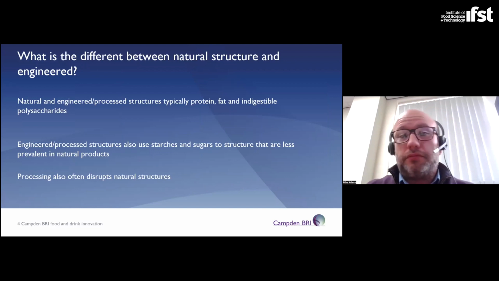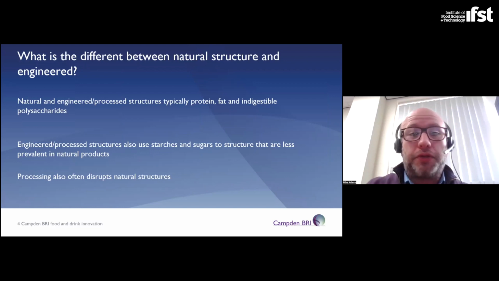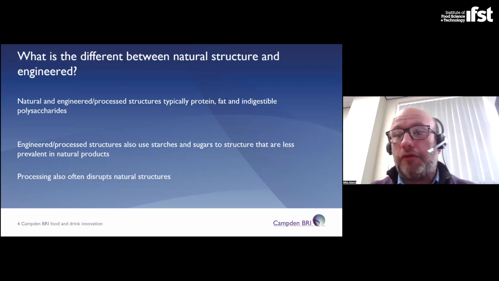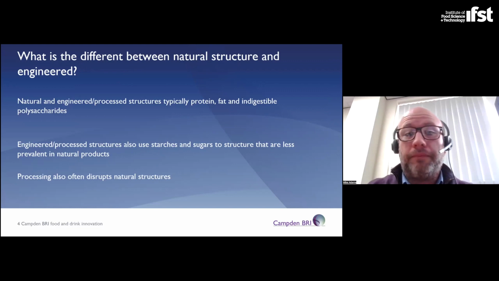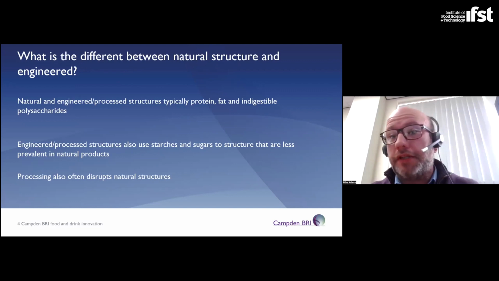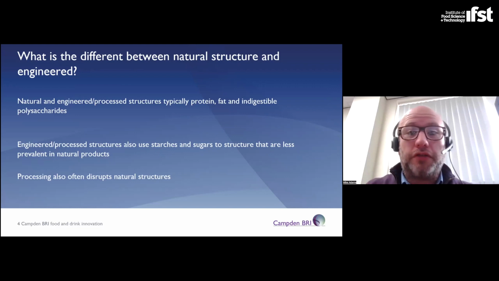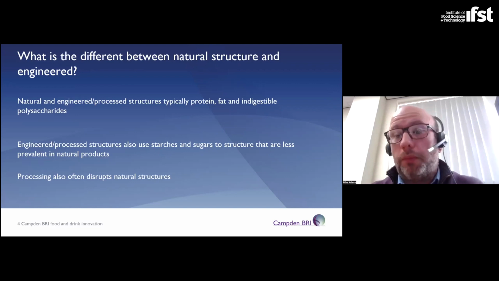So we've talked about natural structures, we've talked about engineered, artificial, processed structures. What are the main differences? When we're looking at natural structures, typically they are formed from things like protein, fat, and indigestible polysaccharides, things like cellulose, lignin, hemicellulose. And often in engineered and processed structures, those materials are also used, whether it's plant proteins, animal fats or natural fats, and fibers becoming more and more popular in processed products as the health benefits of fiber become clear.